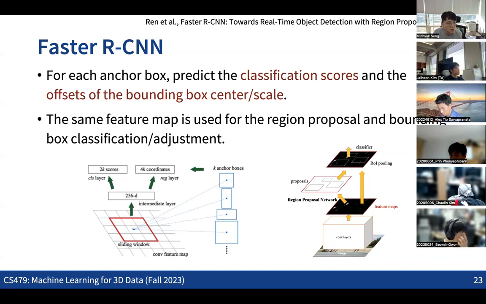And the next part is getting the classification scores and the bounding box: the center, the scale, and the offsets. The key idea here is that we share the same feature map for both tasks, predicting the object scores and getting the classification of the scores. We use the same feature map to get all of this information.